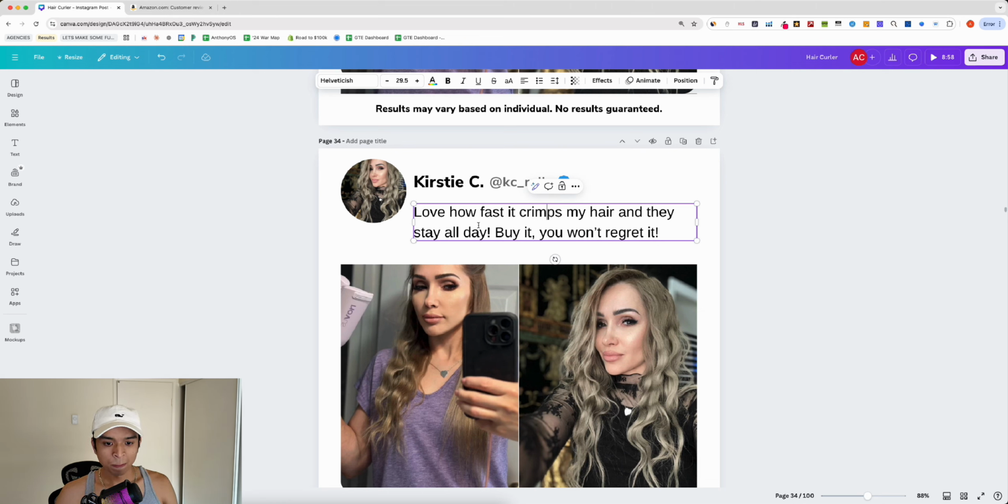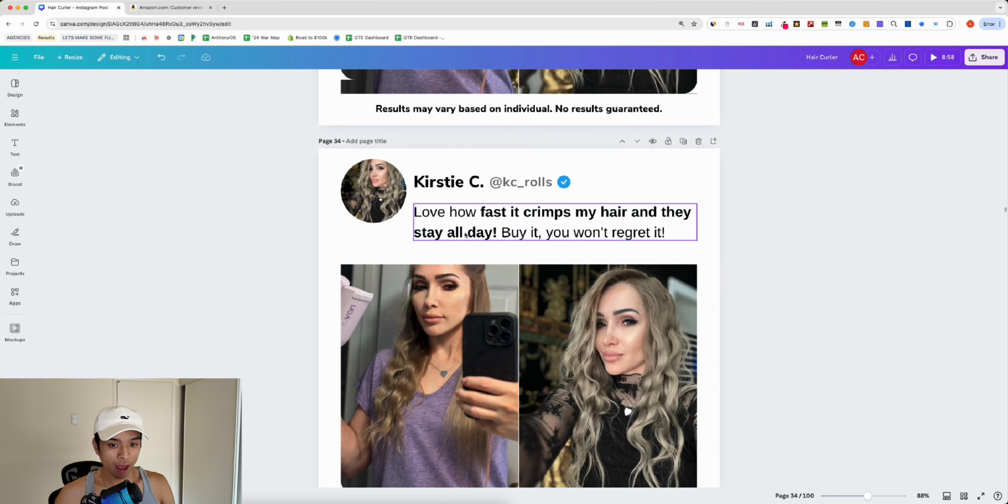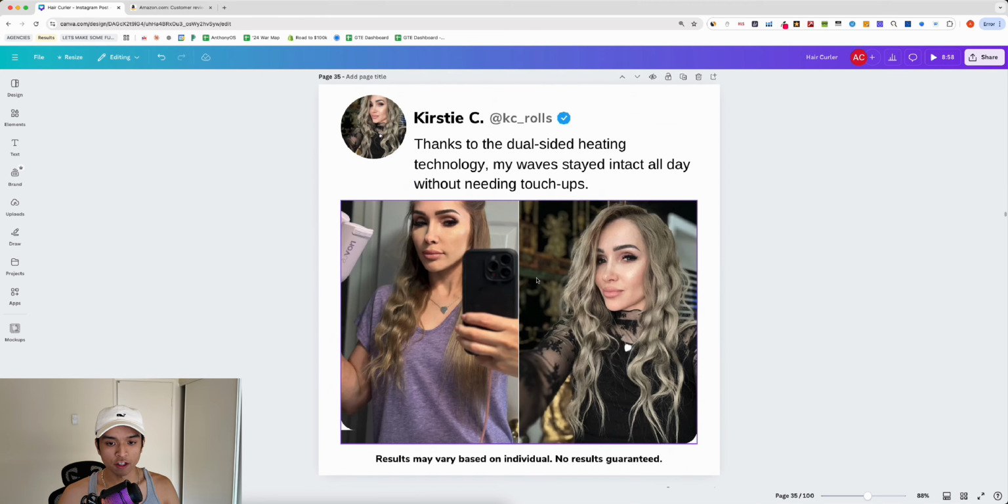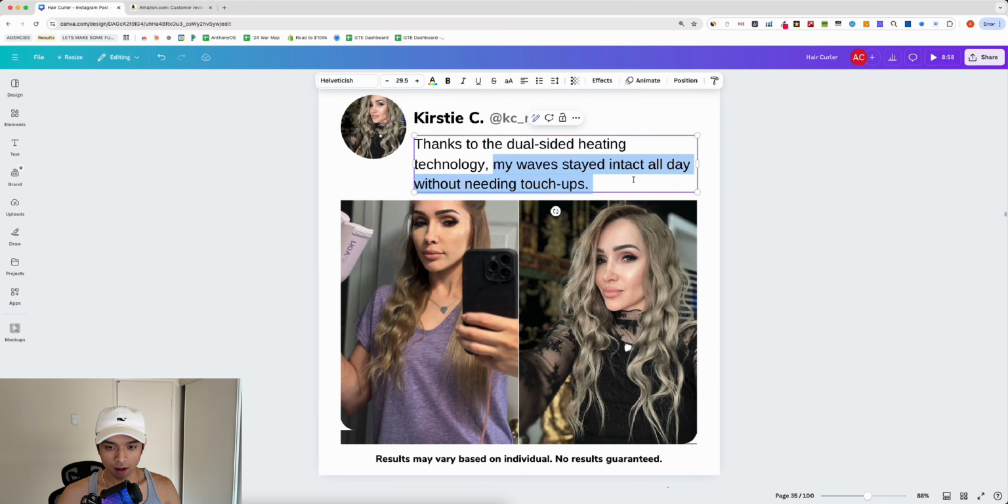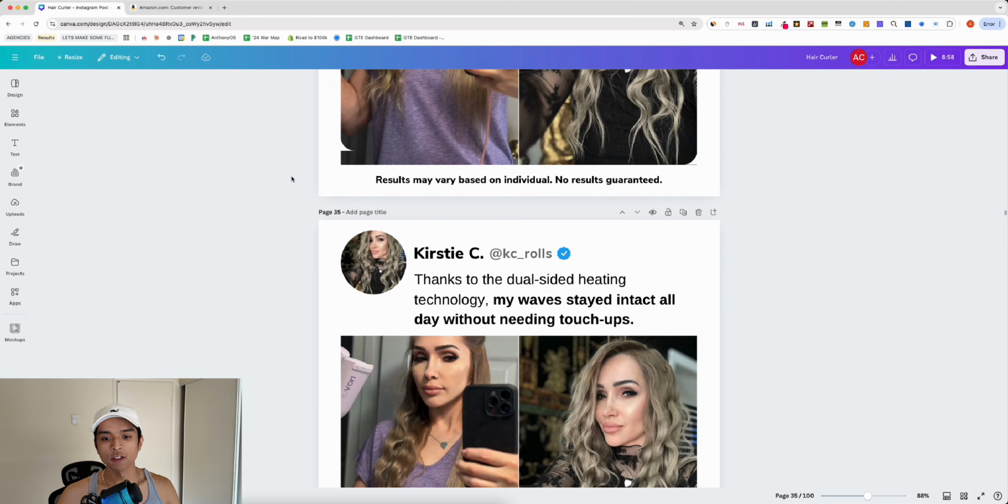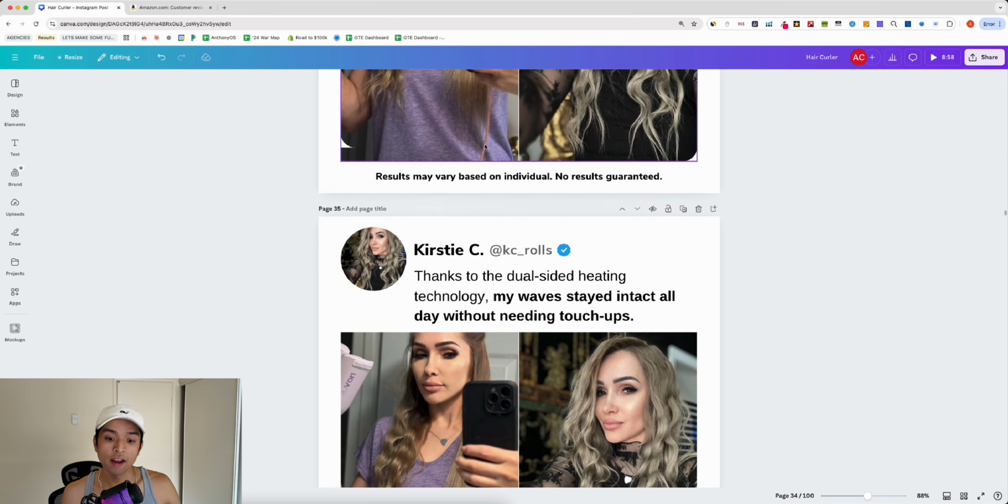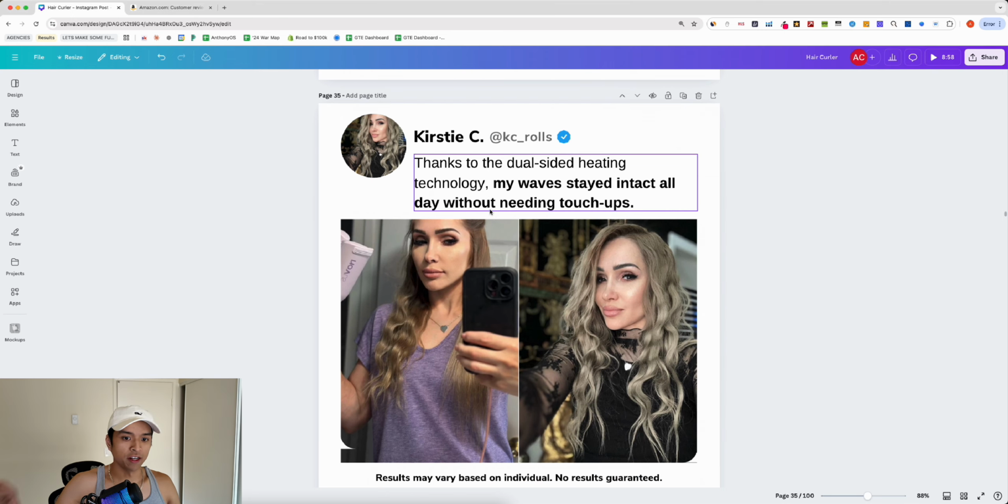So for example, I might bold this section, so I know that part actually stands out in the creative. And then for this one, I would maybe bold this section here. So between these two are the main differences in the variations of the copy. This one's talking about how fast it crimps and how it stays all day. And then this one's how it stays all day without needing touch-ups. So very small differences in the copy, but those are probably the 2 main differences that I want to highlight and are worth testing in a variation.